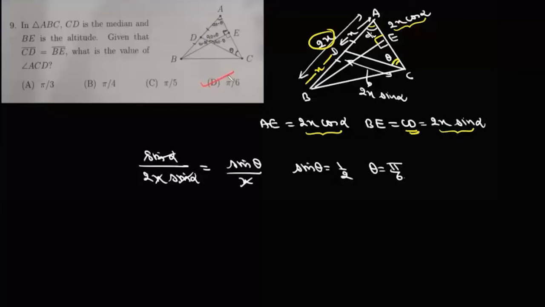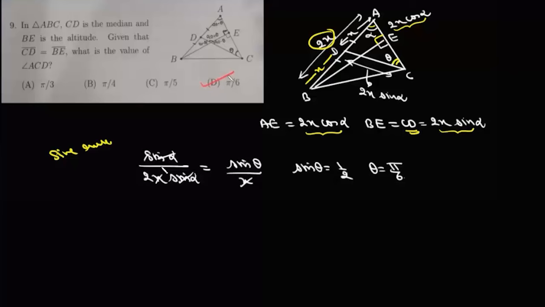Now in this triangle ADC, we have two sides and two angles, so we can use the sine rule. So basically sine alpha upon CD, which is sine alpha upon 2x sin alpha, will be equal to sine theta upon AD, which is sine theta upon x. Here x will cancel, sine alpha will also cancel. We'll get sine theta as 1 by 2, which will give us theta as pi by 6, and that's your option D.